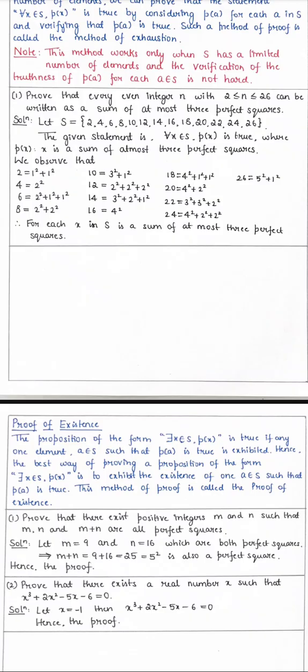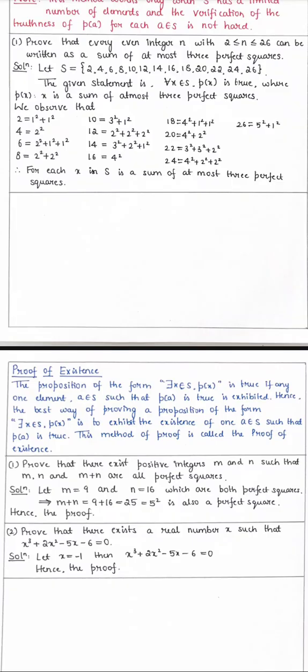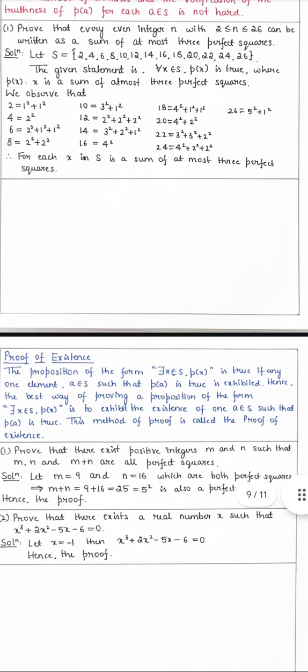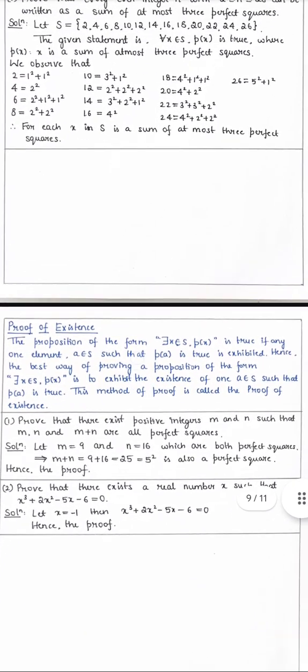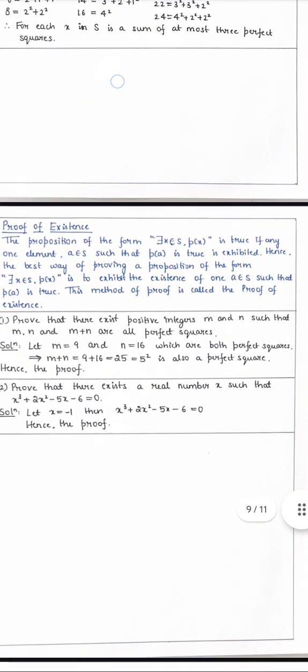2 equals 1 square plus 1 square, 4 equals 2 square, 6 equals 2 square plus 1 square plus 1 square. Again for 8, 2 square plus 2 square. Then 2 square plus 2 square plus 2 square will give you 12. For each x in S, the sum of at most 3 perfect squares is verified till the number 26.